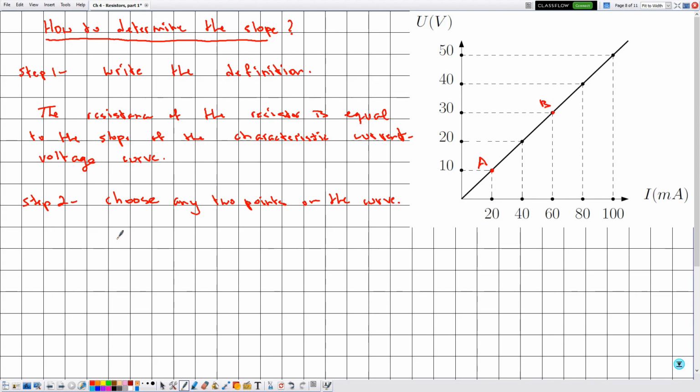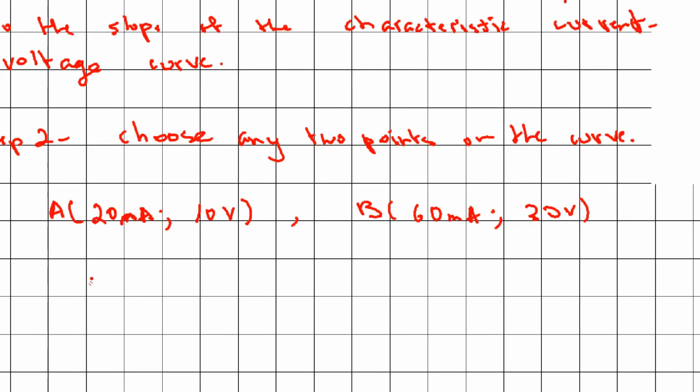Now what are the coordinates of the point A and B? A has a value of electric current given to be 20 milliamps, and it has a voltage given by 10 volt. As for the point B, it has an electric current given by 60 milliamp and a voltage given by 30 volt. And here always we write first the electric current, then the voltage.